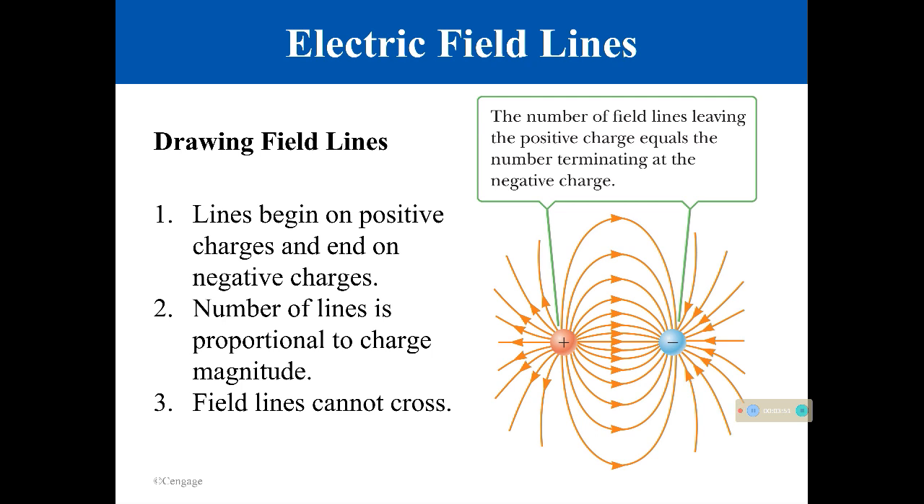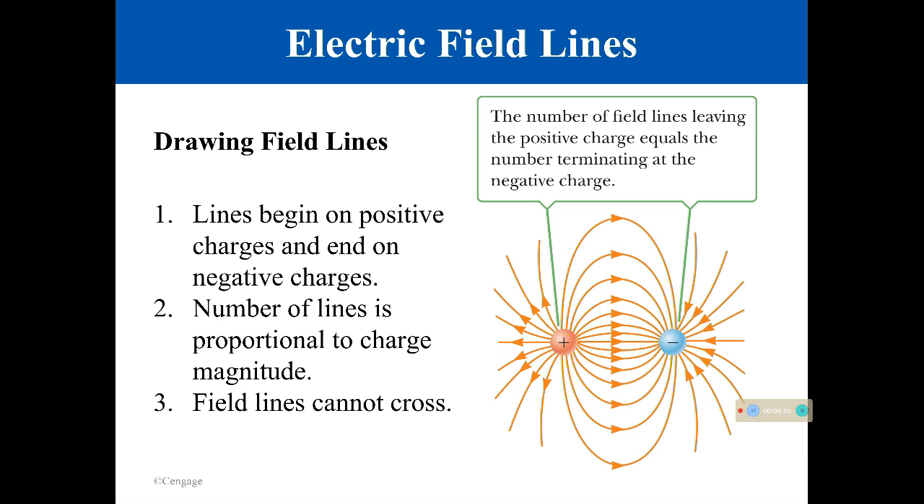Number 2, as the name suggests, the number of lines must be proportional to the magnitude of the charge. Meaning, they drew a lot of lines here. I would not draw this many. I'll show you mine in just a second. So 9, 10, 11, up to 24. If you have 24 on the left side, you should be drawing 24 on the right side. That being said, you can draw these a little bit easier.